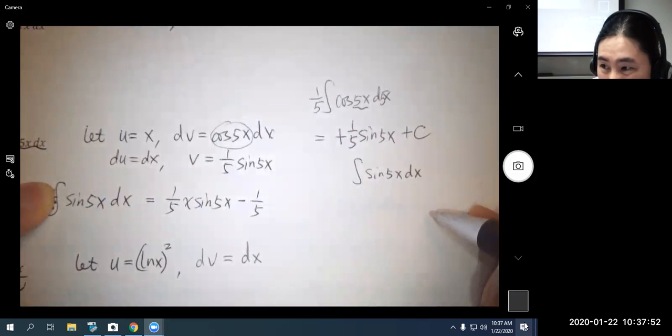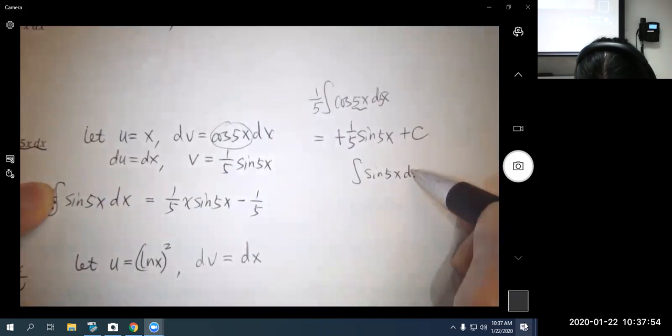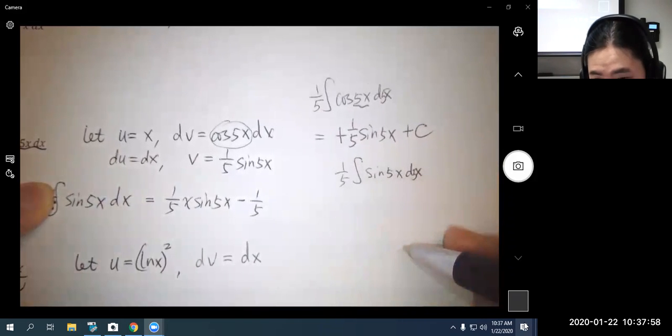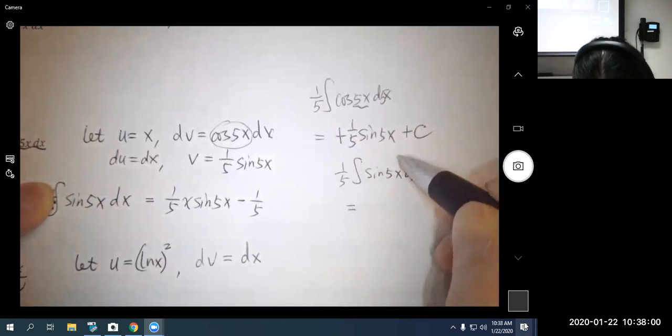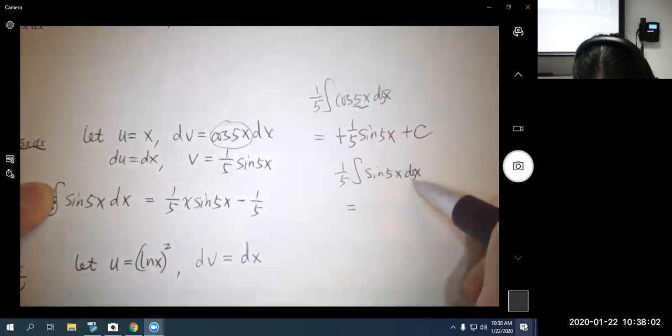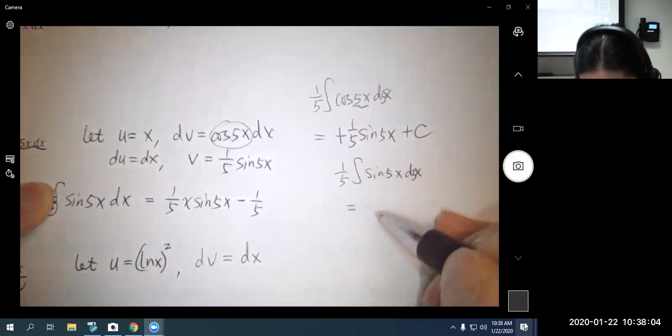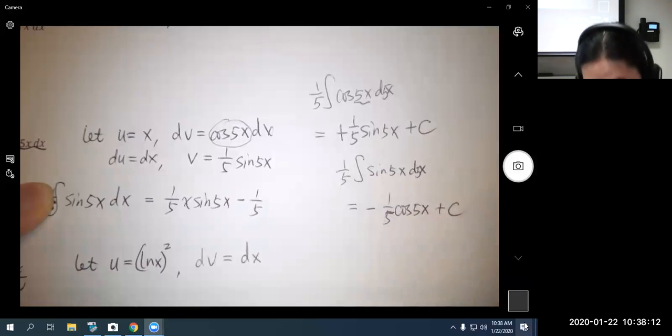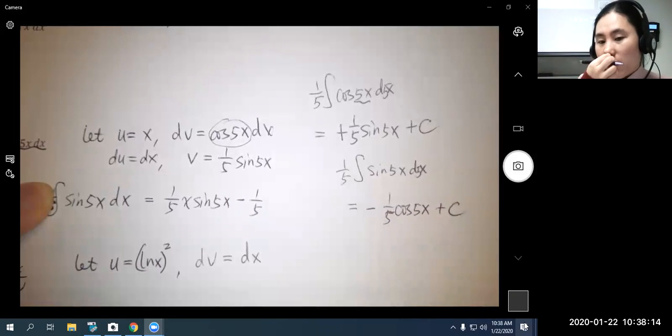We do the same thing there. Multiply 5 to x, do a 1/5, right? So the antiderivative for sin of 5x d(5x). What is the antiderivative for sin? Negative 1/5 cosine 5x. You agree with this?